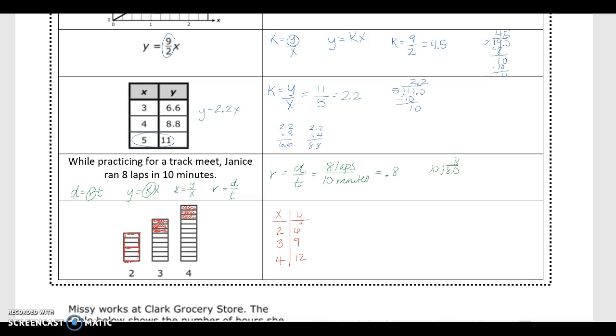So to find the constant here, I would do, again, k equals y over x. I'm going to choose 9 over 3, and 9 divided by 3 is 3. So my constant in this situation is 3, right? So 2 times 3 gave me 6. 3 times 3 gave me 9. And then again, 1, 2, 3, 4 sets of 3 here.